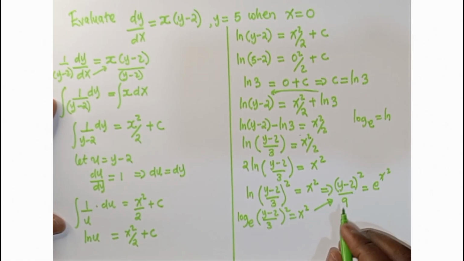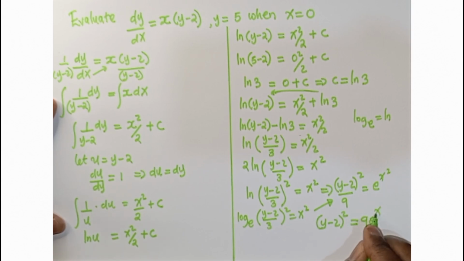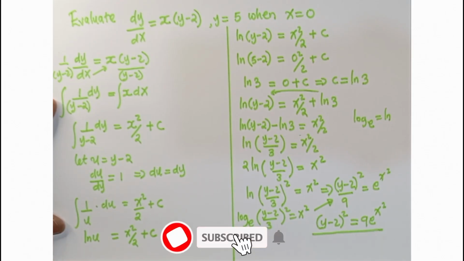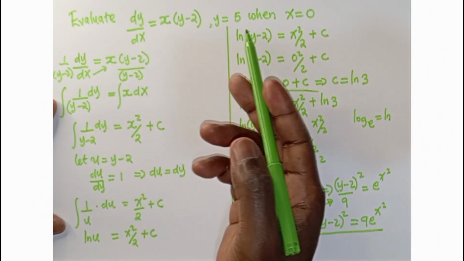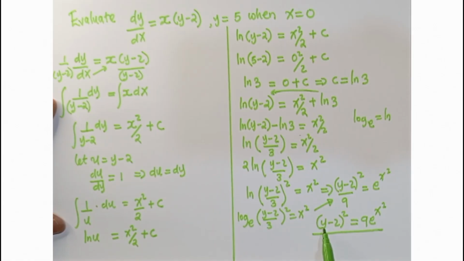So we can finalize and say that therefore our y minus 2 squared is the same as 9e to the power x square. As simple as this, you have simplified everything very well to the evaluation of this. So when you evaluate this at these conditions, you end up having y minus 2 squared is equal to 9 exponential x square.